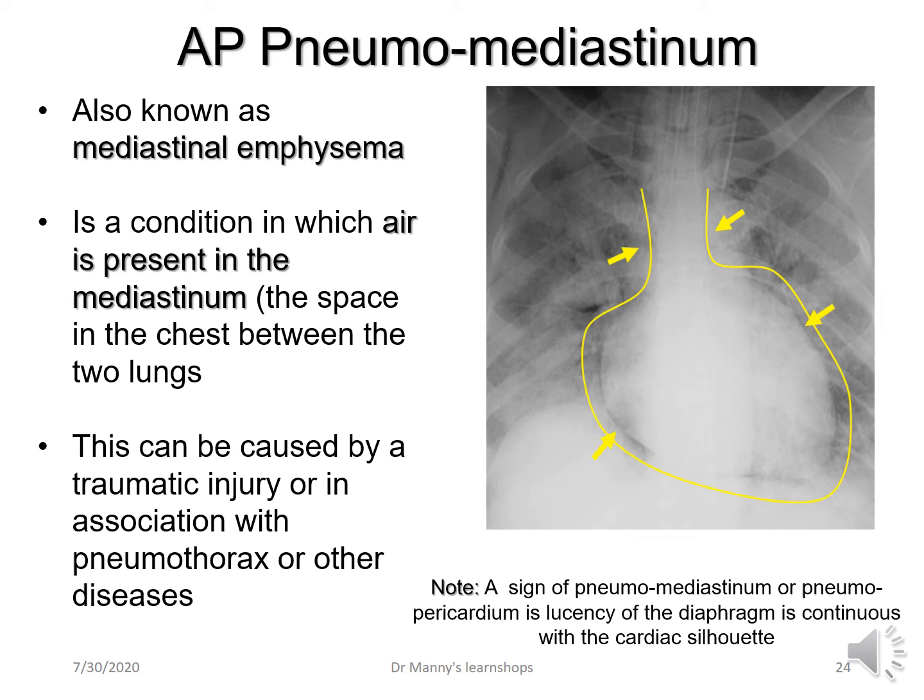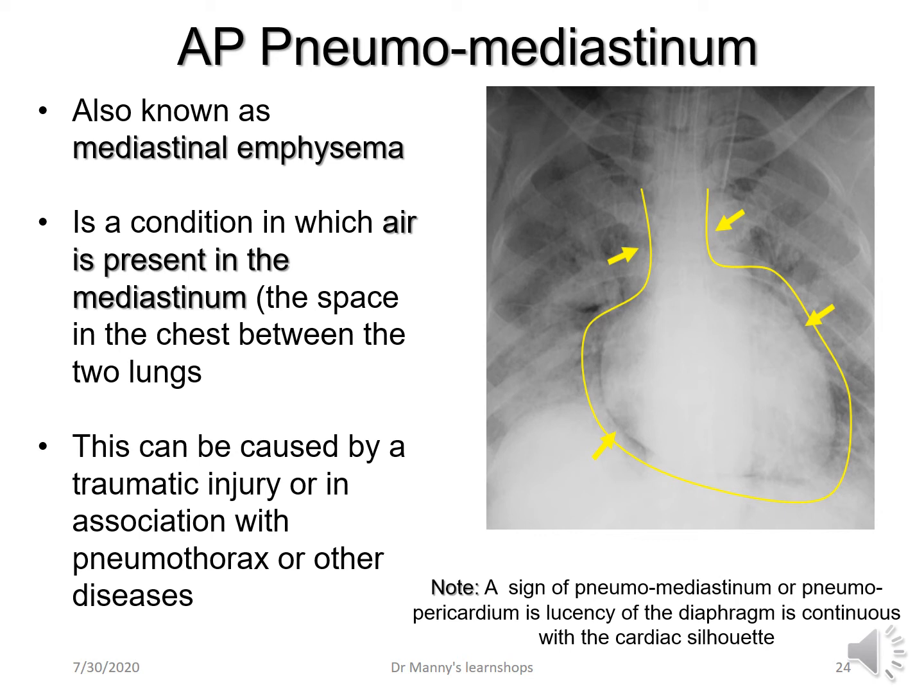the mediastinum. And a pneumomediastinum can be caused by a traumatic injury, which can be associated with typically a pneumothorax, in relation to other diseases such as chronic obstructive pulmonary disease. And a sign of pneumomediastinum or pneumopericardium is blackness of the diaphragm, under the heart.